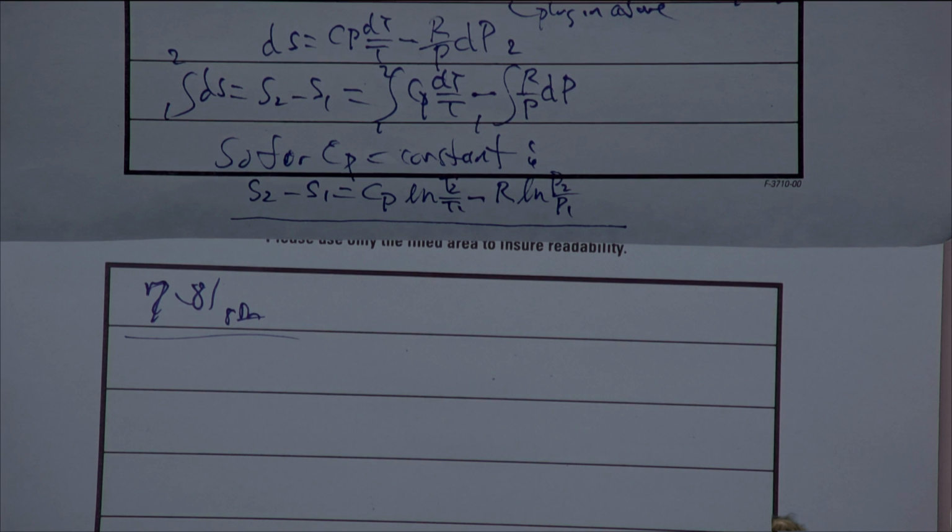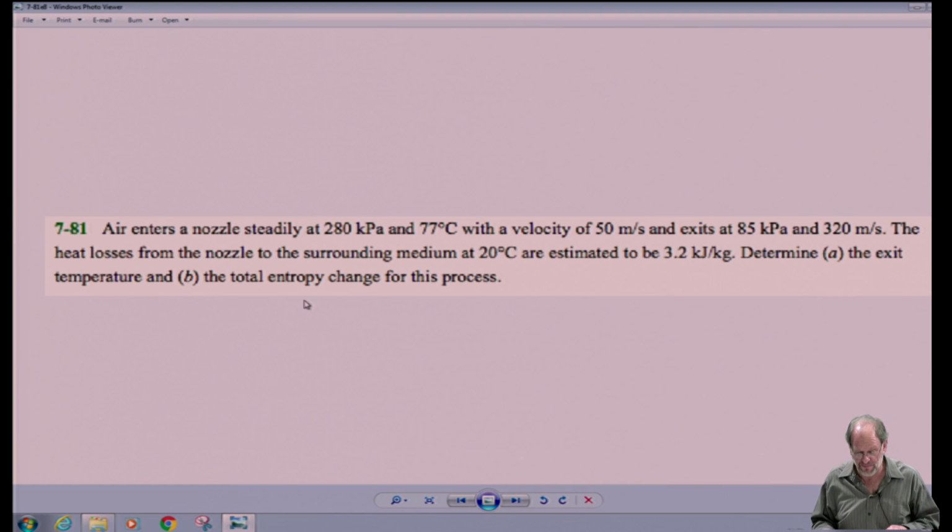So it looks like I'm going to need the computer up on the screen again. All right. So let me read this to you.